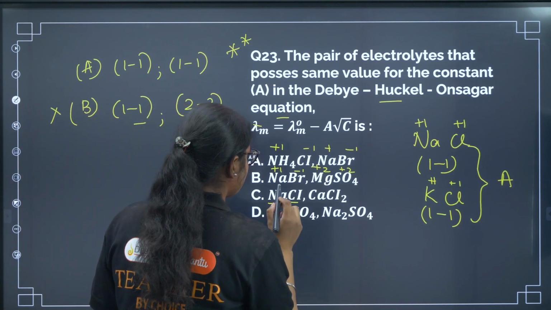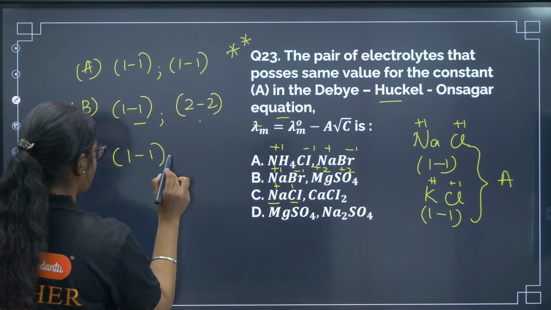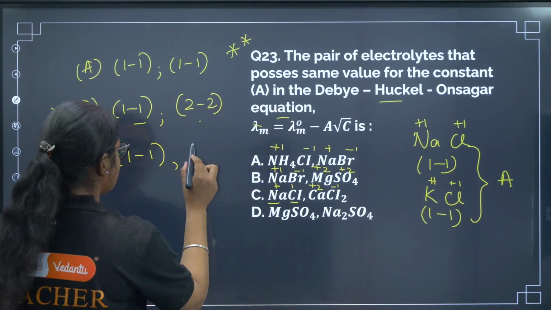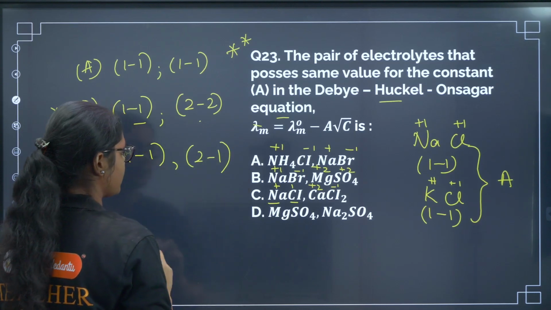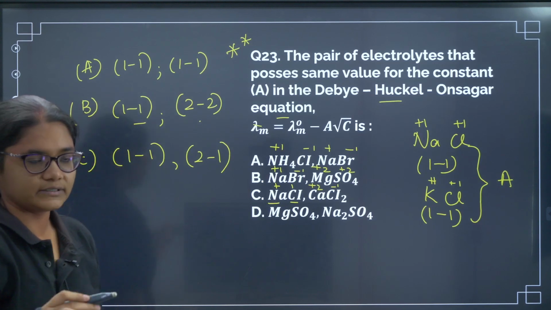Okay, now let us see. Sodium plus 1, chloride minus 1, so sodium chloride is 1,1 type. And calcium, you see this is plus 2 and chlorine is minus 1, so I can write 2,1 type. So these two are also not of the same type. Their A value will also not be the same.